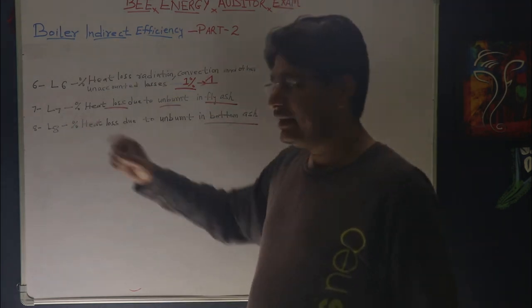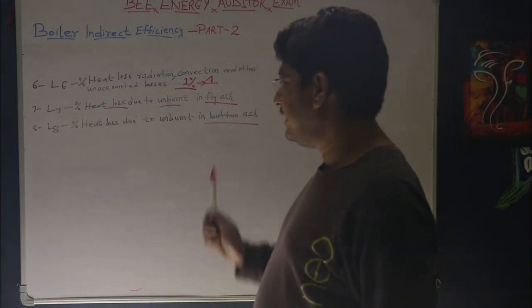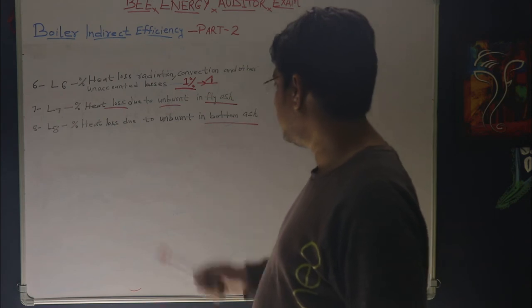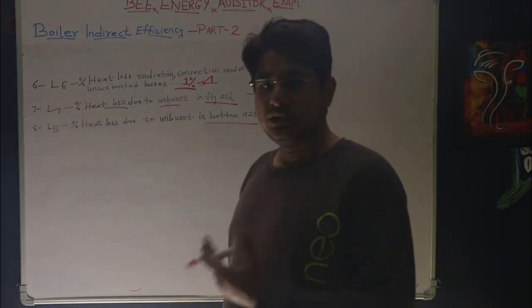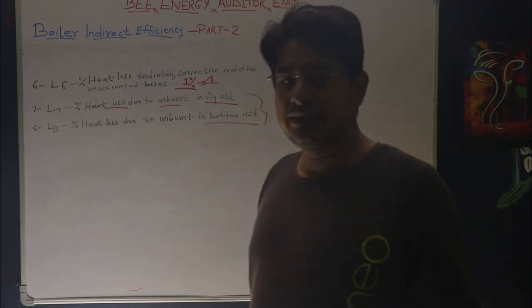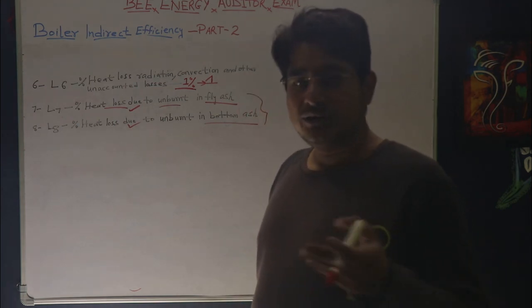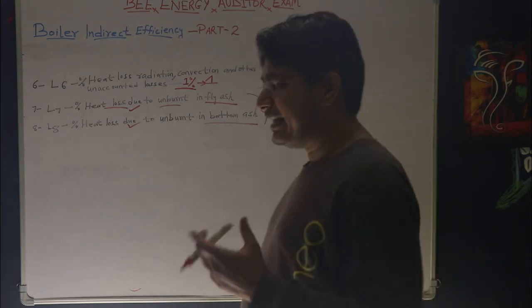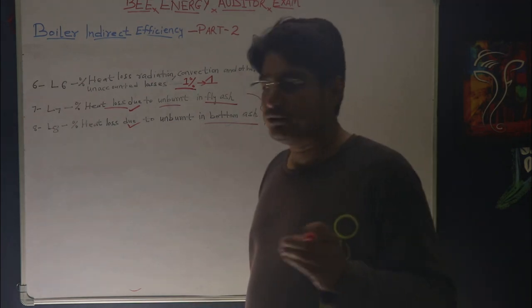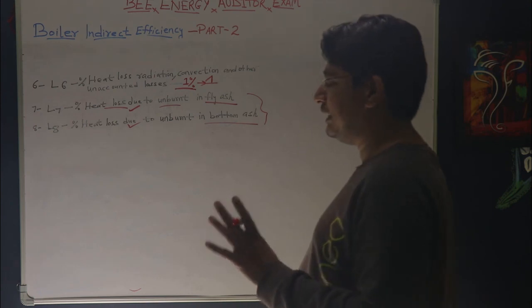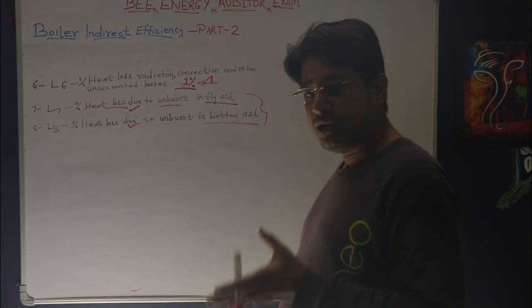Now the L7 and L8, that is the percentage heat lost due to unburnt in fly ash and unburnt in bottom ash, these two are very easy to calculate. I am not getting into the depth because already the video has become long. If you want to know about these two losses separately, do write your comment in the comment section, or you can directly WhatsApp me at my WhatsApp number, which is given in the description box. So friends, now I think it is very much clear how to calculate the losses L1 to L8.